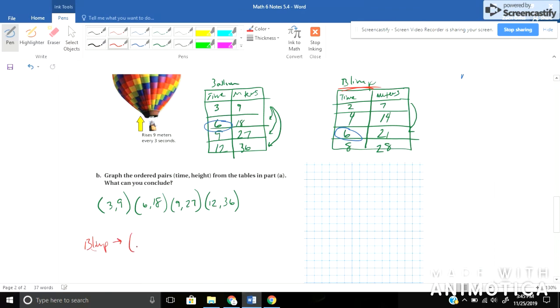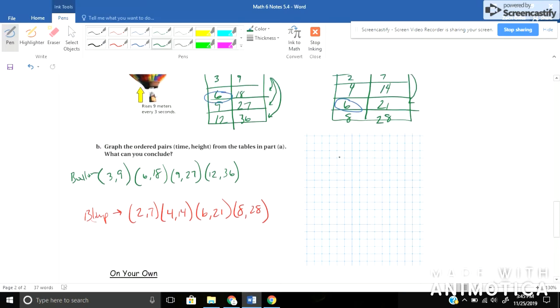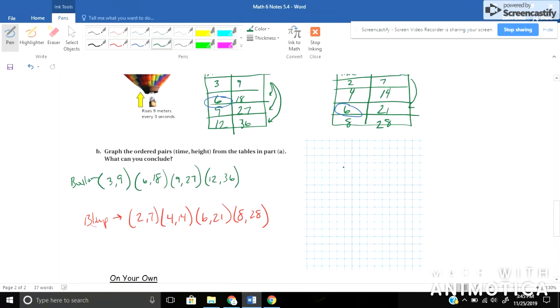And my different ordered points would be 2, 7, 4, 14, 6, 21, and lastly 8, 28. Let me just label my balloon over here as well. Okay, and now I need to graph that. Well, a lot of times it's good to label. So what am I talking about? I guess you could say rising speeds, how fast each one of these are rising.